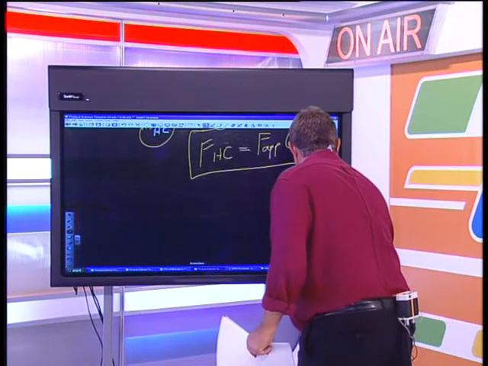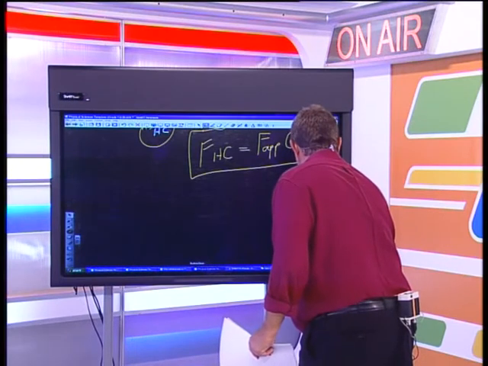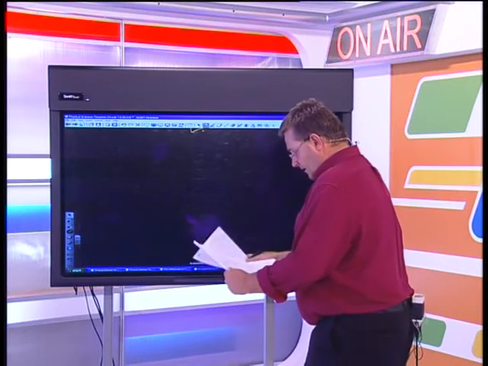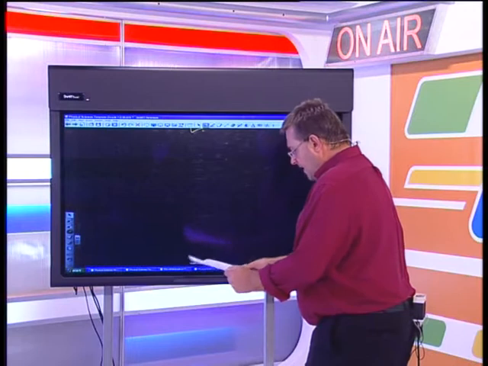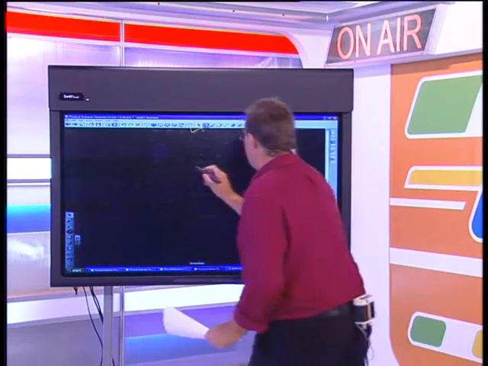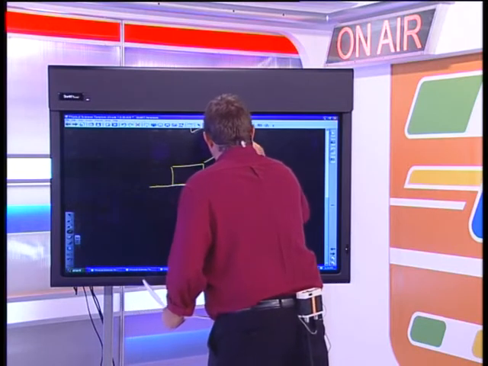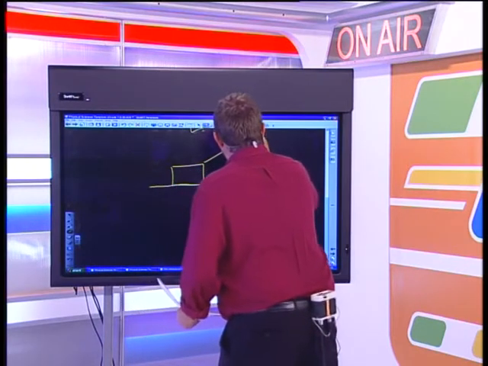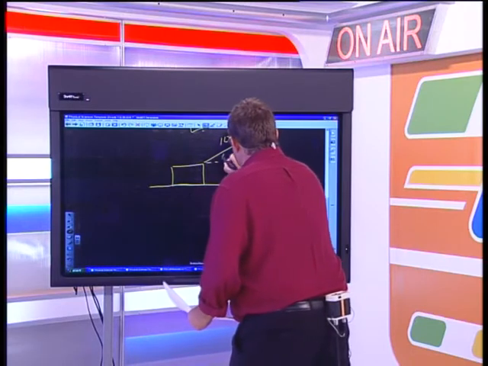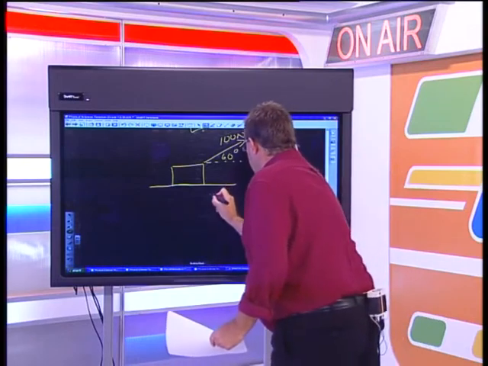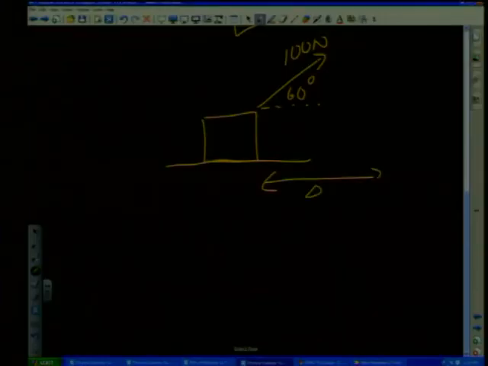Let's scroll a little bit here. There we go. Right, so I've got a little problem here to do with you guys. What I'm going to do is take my object, put in my 100 Newton force there, and make this a 60-degree angle. The object is going to move, displacement is going to be 10 meters. And let's see how we do it.